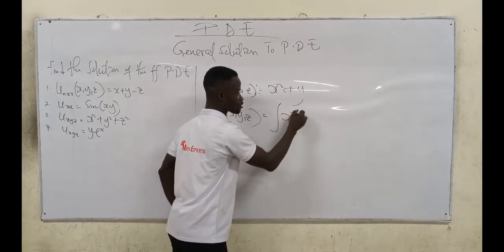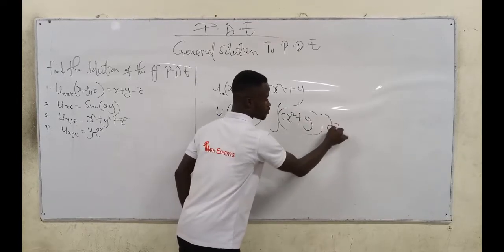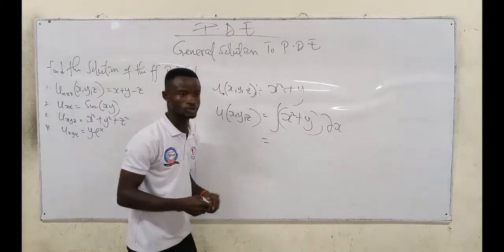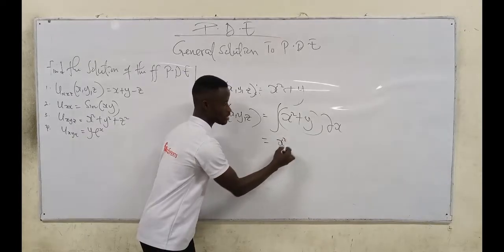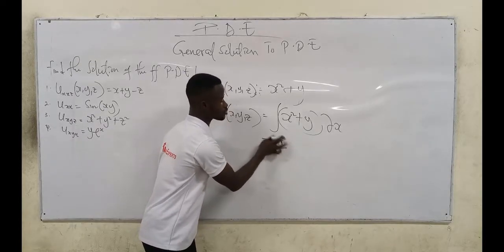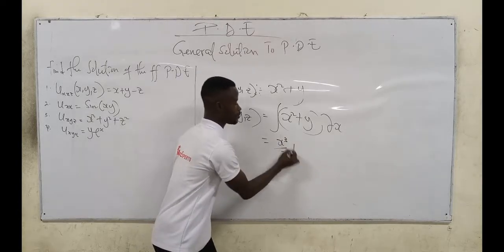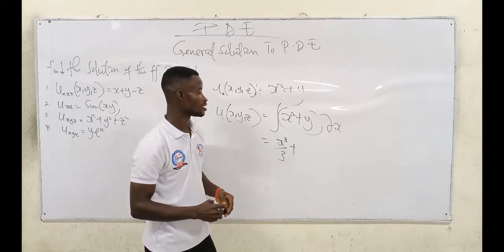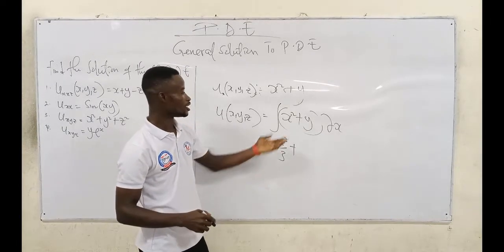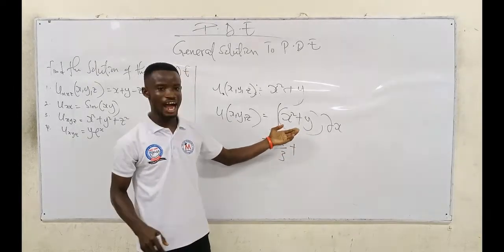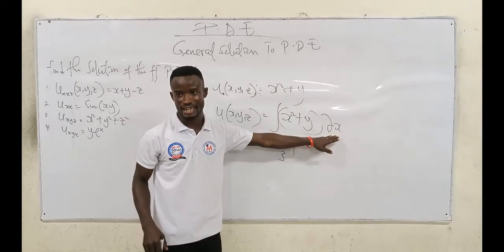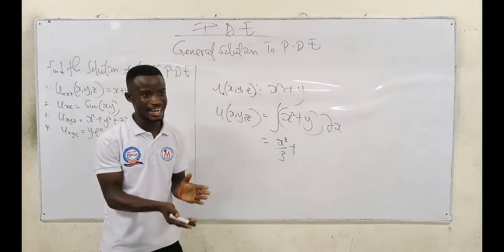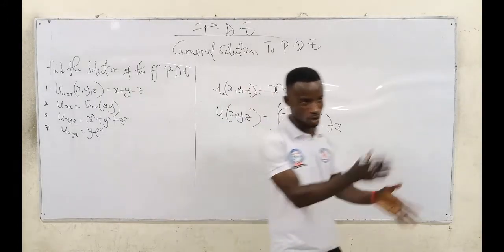So we take the integral of x squared plus y with respect to x. So integrate this, what will you get? x cube over 3 plus xy. But don't forget that we are taking the integral with respect to x, by keeping the y and the z constant. Okay? And in integration, constants don't go to zero.